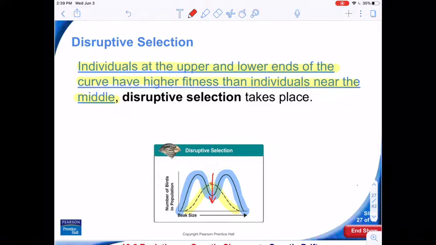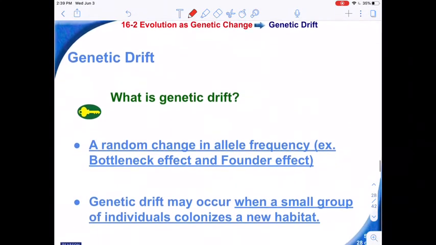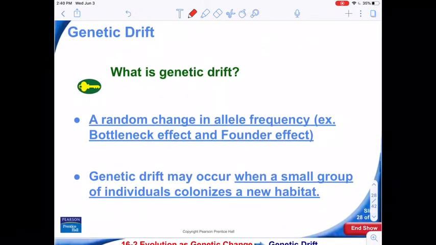Another way that species can change over time is through genetic drift. So genetic drift is not an event driven by natural selection. It is a completely random event. So a random change in allele frequency is what causes a genetic drift. And this can occur from two different ways, the bottleneck effect and the founder effect.